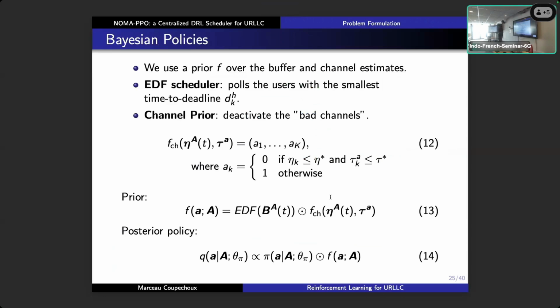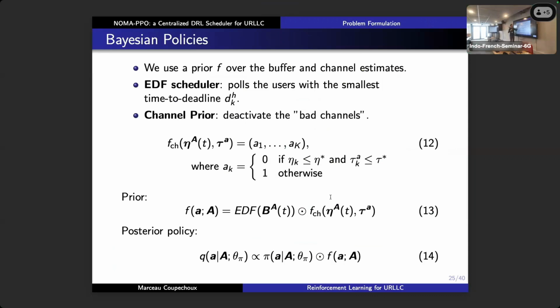Another trick we have introduced to deal with the partial observability is Bayesian policies. The idea is to use a prior, which is expert-based. We know that some policies could be good, so we include this in the set of policies we are looking at. For example, we know that the EDF scheduler is optimal in many simple cases, homogeneous cases, and so on. So it's a good scheduler. EDF means that we just poll the user which has the packet which is the most urgent.